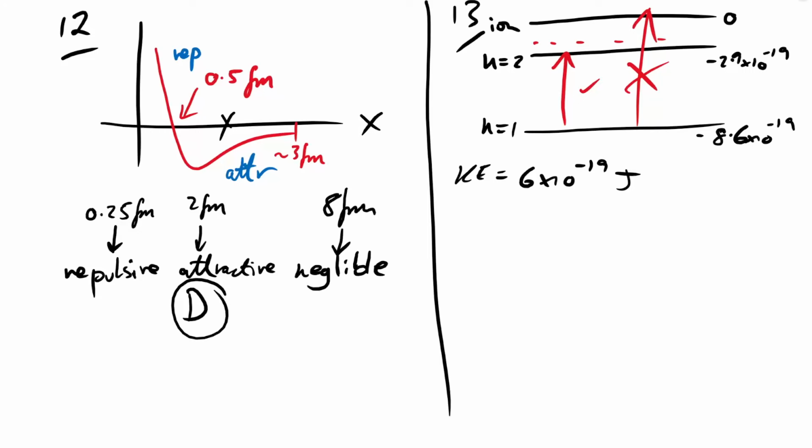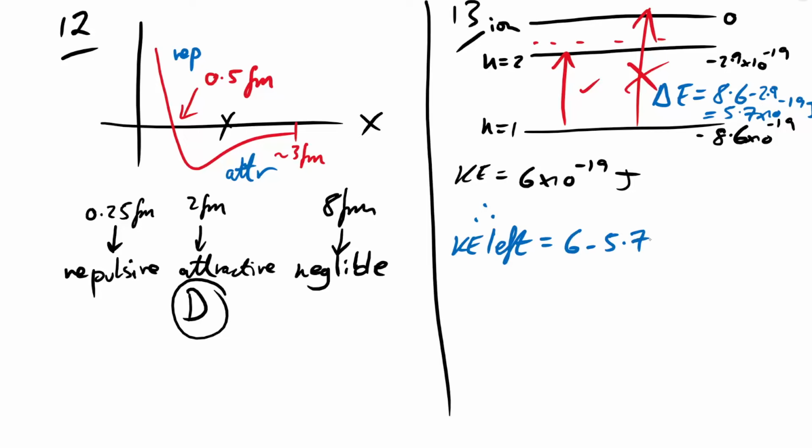Oh, okay. We're just being asked what's the kinetic energy of the electron after the collision. Well, this difference in energy here is 8.6, take away 2.9. So that gives us 5.7 times 10 to the minus 19 joules. Therefore, KE left is going to be 6, take away 5.7. And so that's going to give us 0.3. And of course, that's times 10 to the minus 19 joules, isn't it? Or 3 times 10 to the minus 20. So the answer looks like it's going to be A.